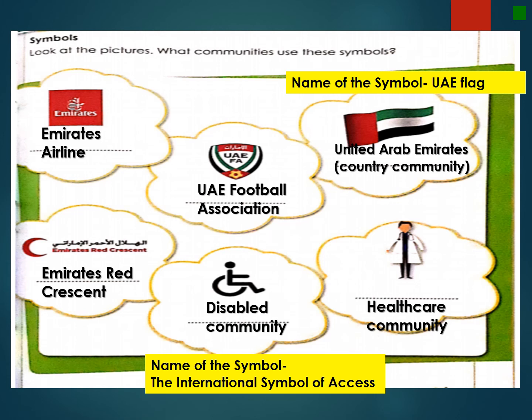Activity 4. Look at the pictures. What communities use these symbols? Now here, these are some symbols that we see in our daily life. Let's find out the communities that own these symbols. Who is the owner of this symbol? The owner has to be a community. Look at the first one. Some symbols are very easy because the owner's name is already given in the symbol, so you can easily identify. The first one here says Emirates. So you know this symbol belongs to Emirates Airlines.